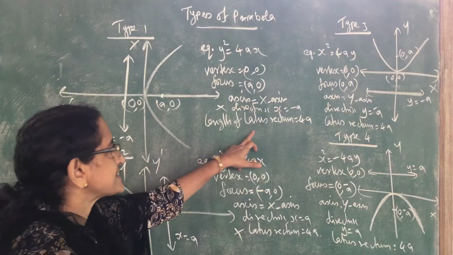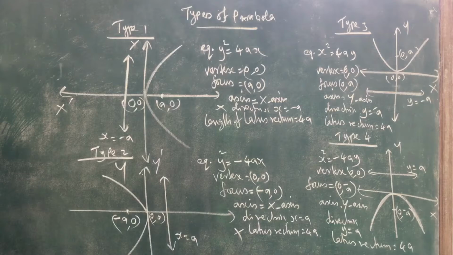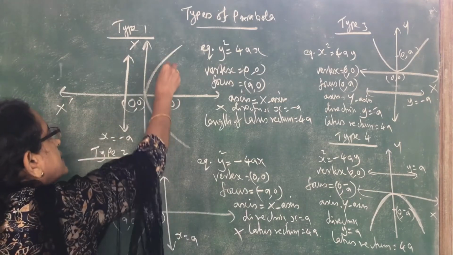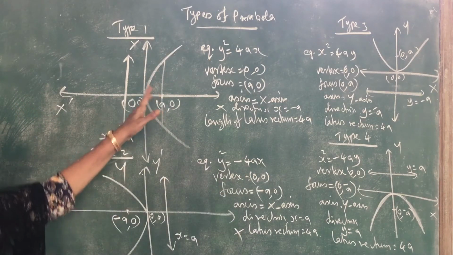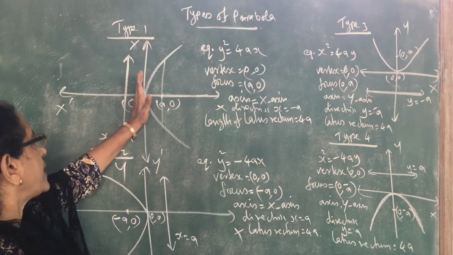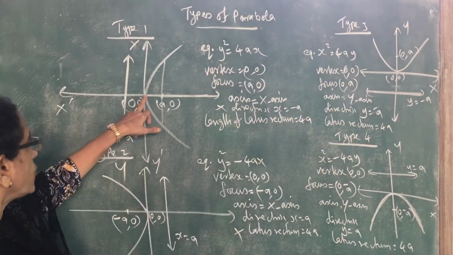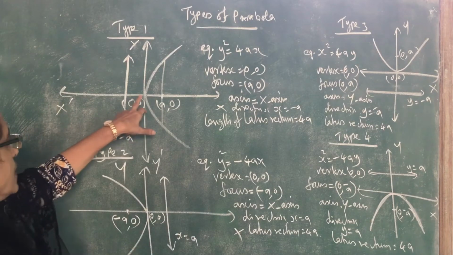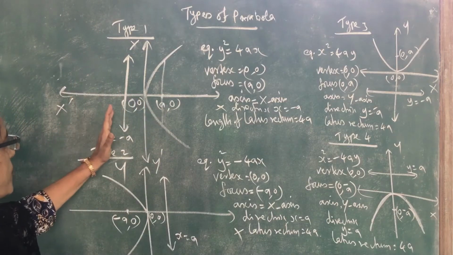And the length of the latus rectum is 4a. The latus rectum is a line segment perpendicular to the axis through the focus. So the length of the latus rectum will be 4a for this parabola y square equal to 4ax. This is the first type of parabola, opening to the right, with vertex at the origin. For all 4 types of parabola, the vertex is at the origin. So vertex at the origin, focus (a, 0), equation of directrix x equal to minus a.